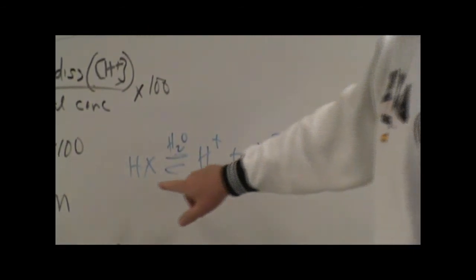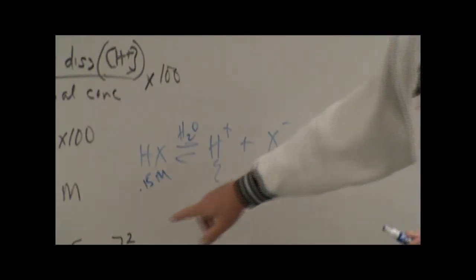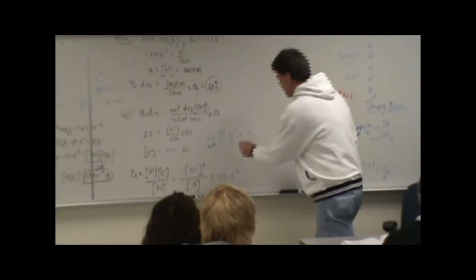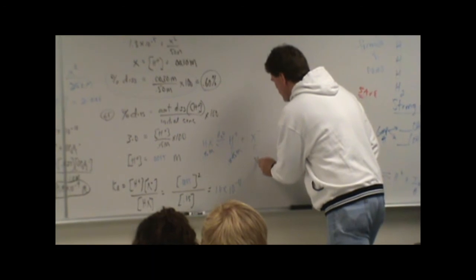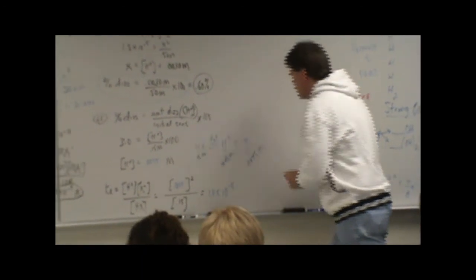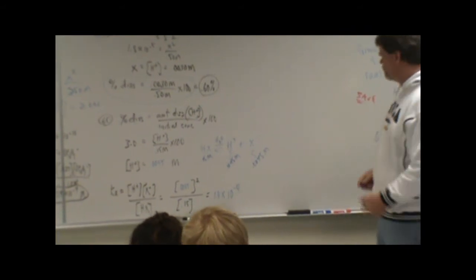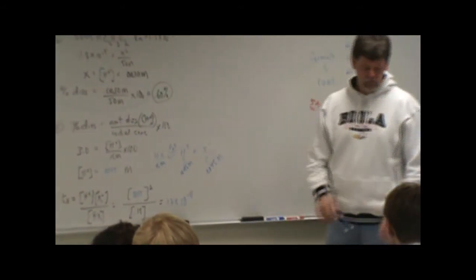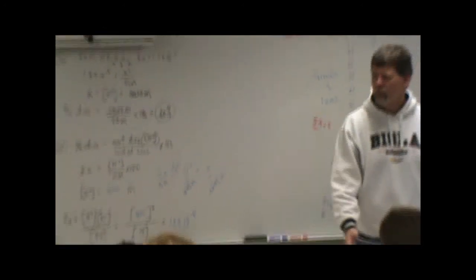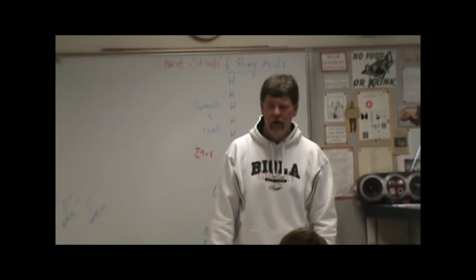So, if this is 0.15 moles per liter, the amount that dissociates is 0.0045 of this and of this. We just picked the H plus because it's an acid. Okay? Now on the base, we'll pick the other thing because that's something for later. Okay. Any other questions on anything that you have to do at all?